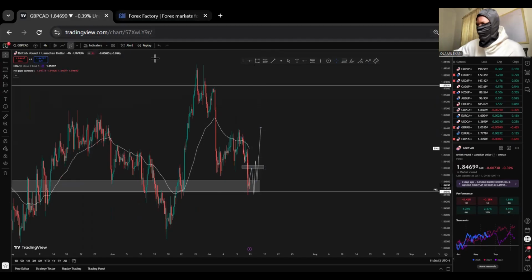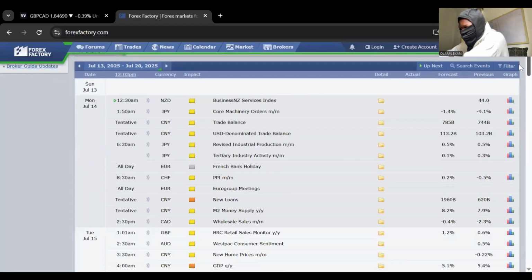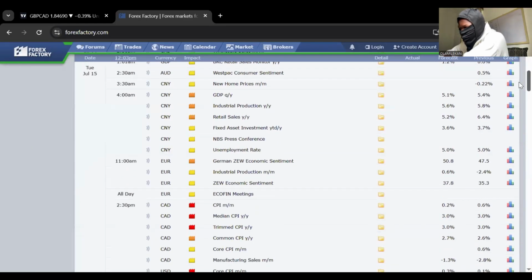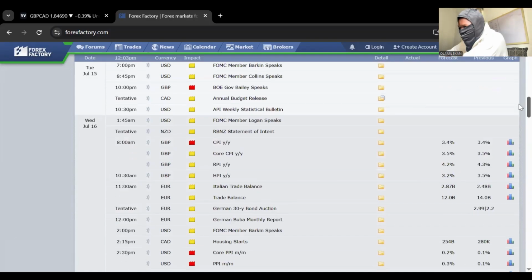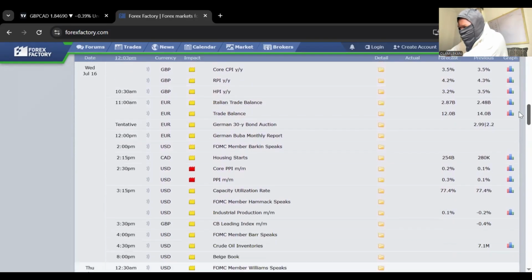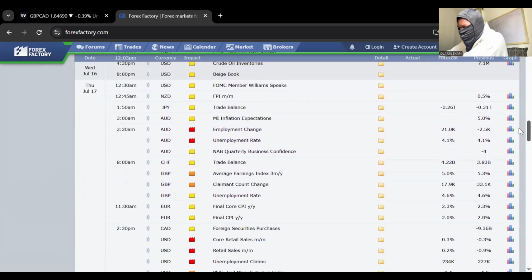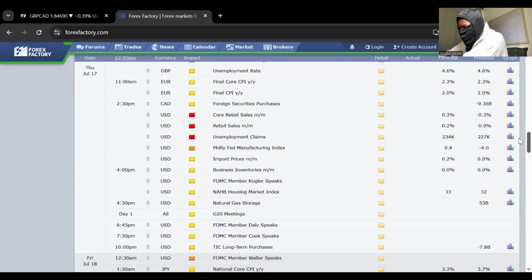So let's go to our Forex strategy to check out the fundamentals for the week. So on Monday, I don't trade on Mondays. Okay, we don't really have any strong news. On Tuesday, okay, we have a very important news coming on CAD. That's the CPI, the Consumer Price Index, on Tuesday. So on Wednesday, we have a news on GBP. Okay, we also have a news on core PPI on Wednesday. On Thursday, we have a news on AUD. Okay, still have a news on USD on Thursday.